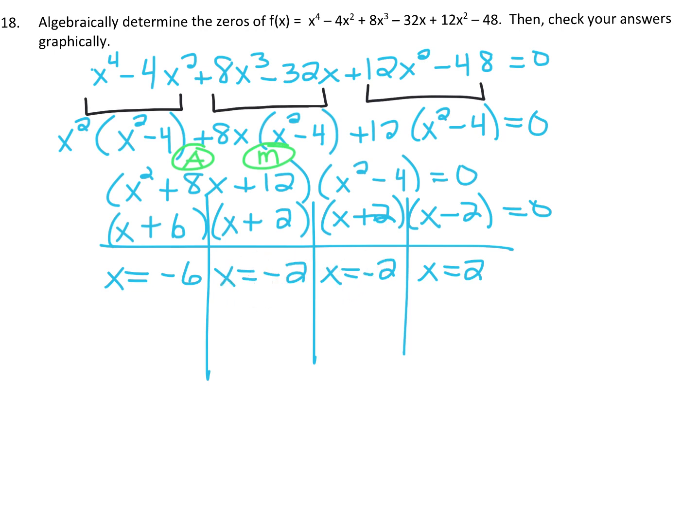So when we go to graph this, we should have a 0 at negative 6, a 0 at negative 2, and a 0 at positive 2. But because there were two of the same factors, two of the same zeros, there's going to be multiplicity. It's going to bounce off the x-axis. So let's graph this in our calculator, see what it looks like, and make sure that we have the right zeros.